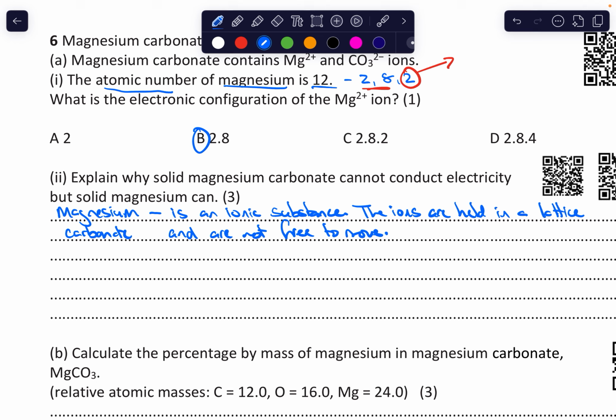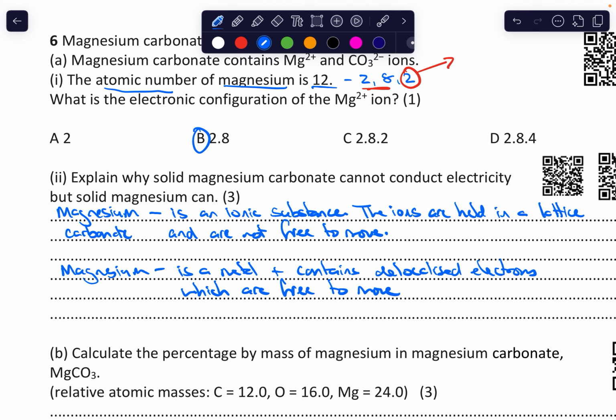In terms of magnesium, magnesium is a metal and contains delocalized electrons, and those delocalized electrons, we always say, are free to move. So in terms of marks, that part is worth 2 and that part is worth 1.